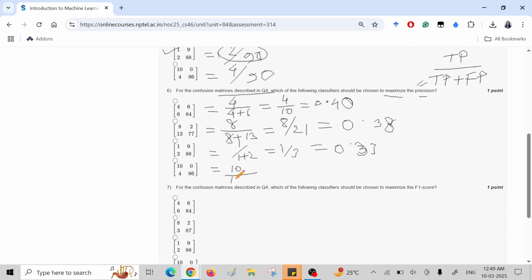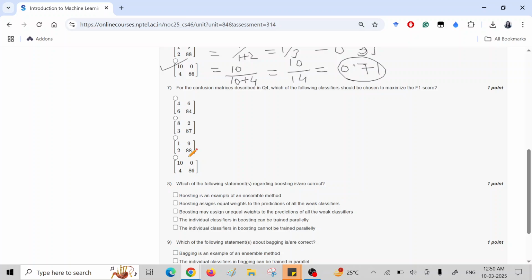Then the last one, 10 upon 10 plus 4, which is 10 by 14, equal to 0.71. This value is big, right? I need to maximize the precision value. That means I need to find out which classifier is giving me the highest precision value. So that is the last one, 0.71, right? So the correct option is D.